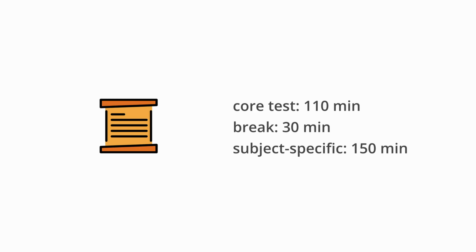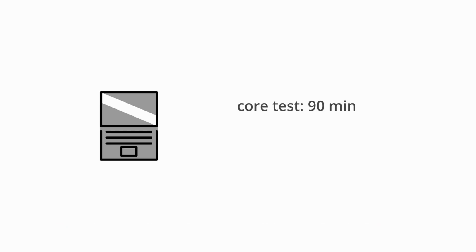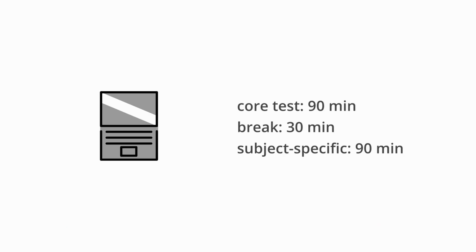What is the format and the logistics of the test? You can take the test either on paper or digital on your computer. So what is the difference and which one should you choose? The paper-based TestAS takes 110 minutes for the core test, followed by a 30-minute break and then another 150 minutes for the subject-specific module. The digital TestAS takes 90 minutes for the core test, followed by 30 minutes break and then another 90 minutes for the subject-specific module.